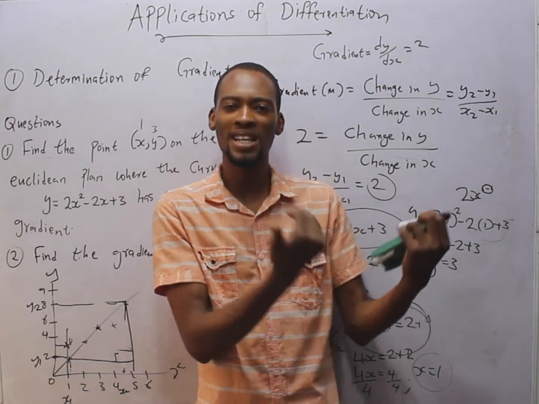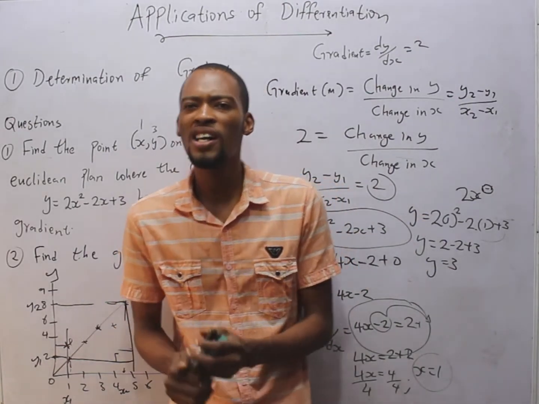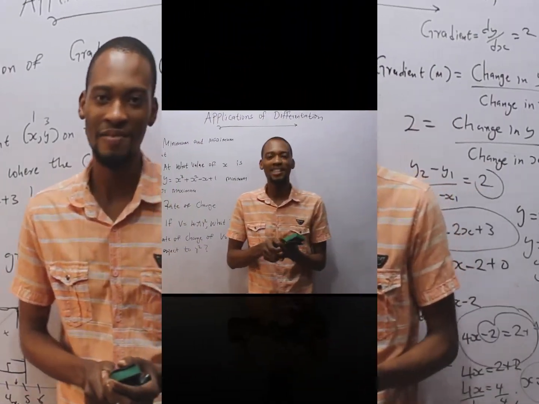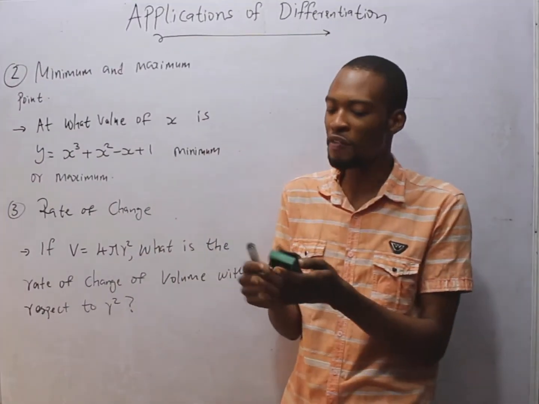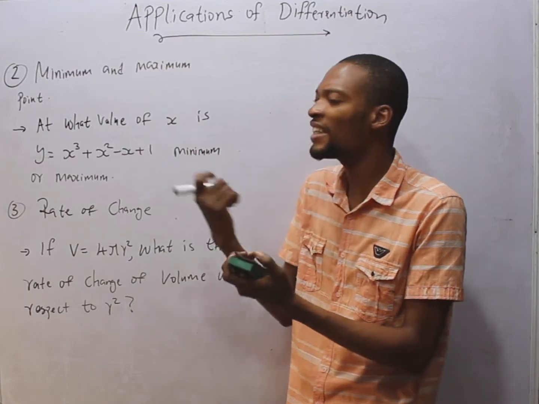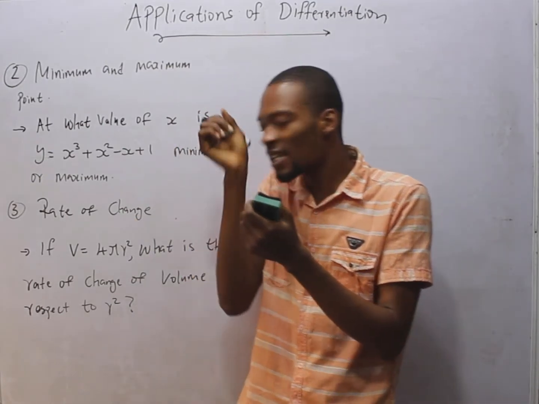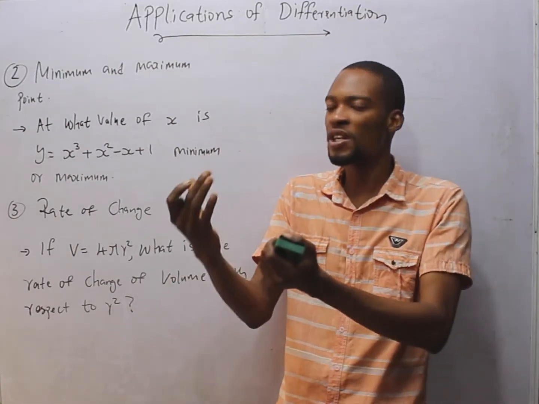How about finding maximum and minimum points, or finding rates of change? Let's take a look at that. The second application of differentiation is finding the minimum and maximum points, or we can say finding the turning points.